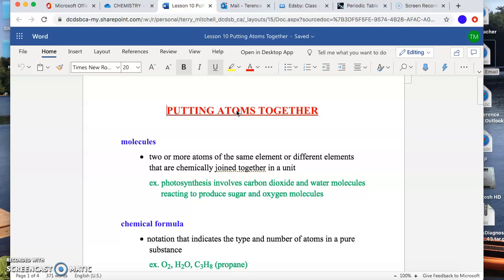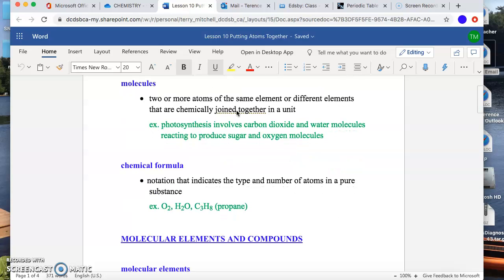So first of all, a molecule is when two or more atoms join together. We know water is hydrogen and oxygen, 3 atoms in total joined together. Carbon dioxide, in the example on the screen in front of you, is carbon and oxygen together.